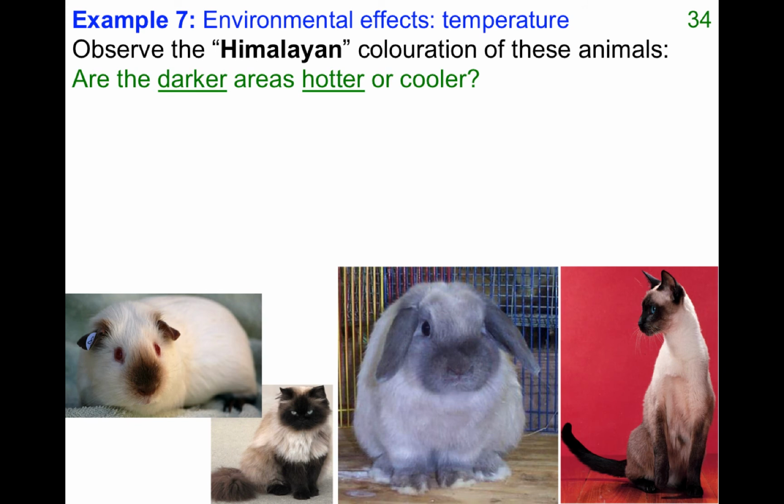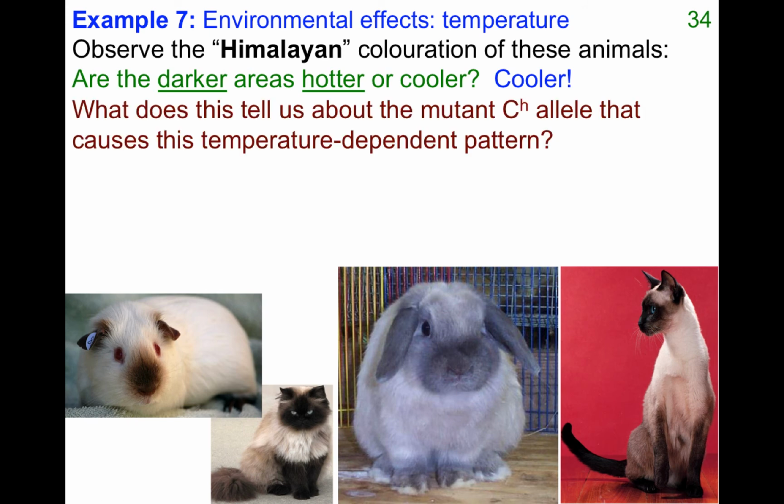Okay, we'll come back. So hopefully you figured out that the darker areas are actually the cooler parts of the body, parts that are more on the extremities and therefore can lose heat more and be cooler. All right? So considering that the darker areas are cooler, the areas with more pigment are cooler, right? What does this tell us about this mutant allele that gives us Himalayan coloration, right? So how does this mutant allele give us this temperature-dependent pattern? All right, so pause the video and think about that for a second, see if you can come up with an idea.